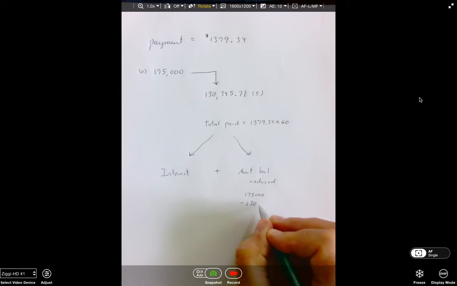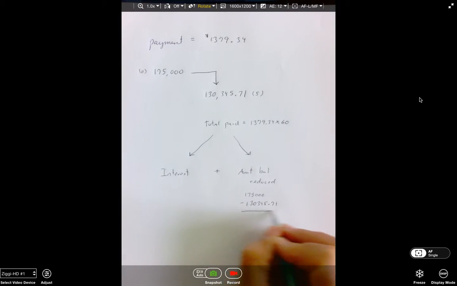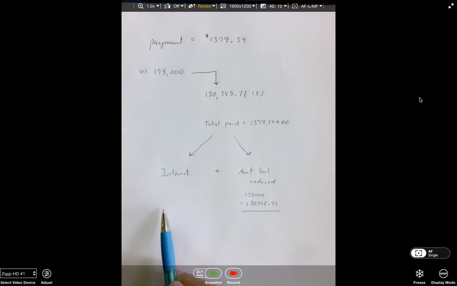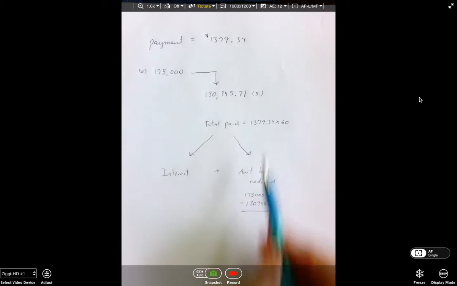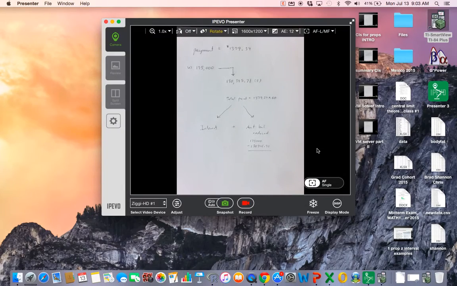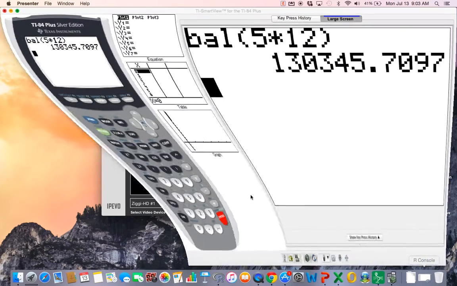minus 130,345.71. This is going to be our balance. It started at 175,000, and we see it using the calculator that we have, 130,345.71. So this is going to be the balance difference, how much has been reduced over the 5 years. What's left over from the total amount we paid minus what we reduced our balance has to be the interest paid. So let's get out of here and just work some magic.